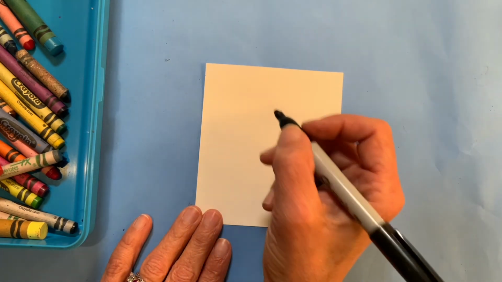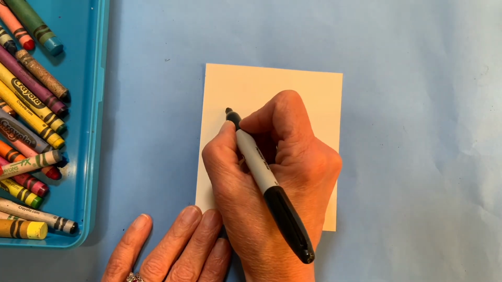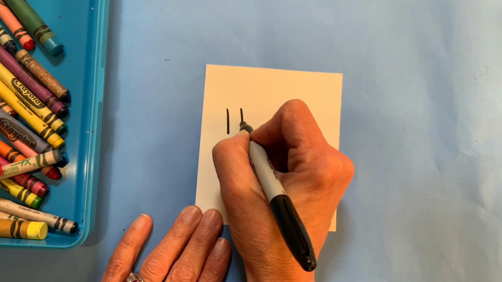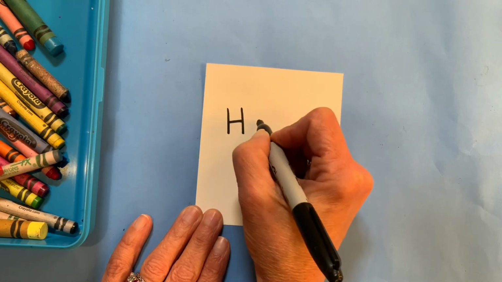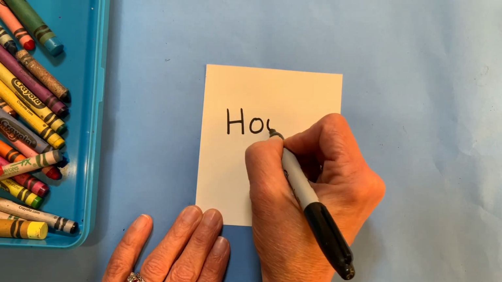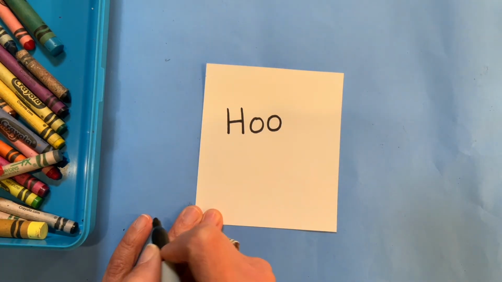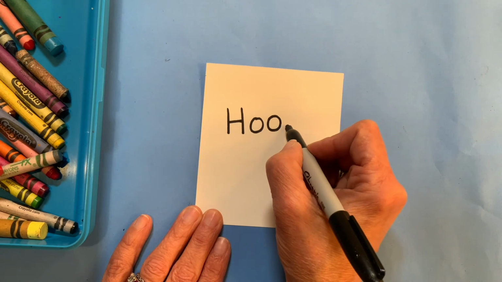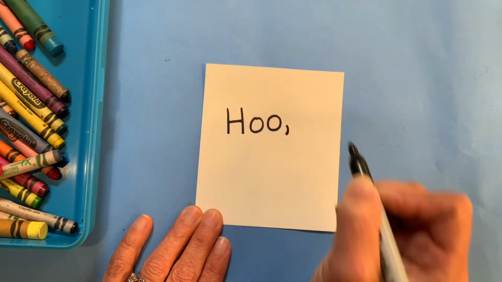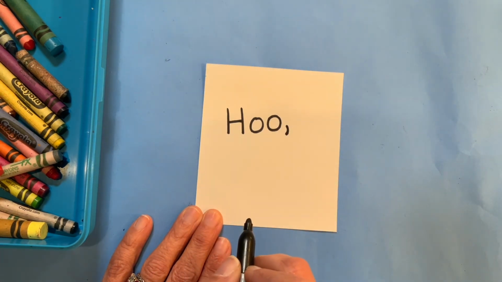This is how you spell who. We're going to start with the capital letter because it's the beginning of a sentence. So this is how you spell who. H-O-O, right? He's going to say it 2 times, so I'm going to put a comma. Have you ever put a comma? It's kind of like a little banana at the bottom.